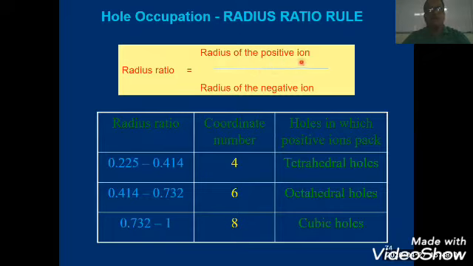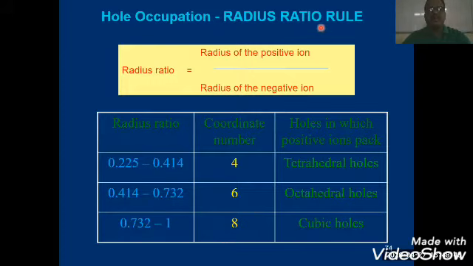Now, what type of ionic crystal will be formed? That means what will be the coordination number? So whether the sodium ion will occupy a trigonal void, then its coordination number will be 3, or whether the sodium ion will occupy a tetrahedral void, then its coordination number will be 4, or whether the sodium ion will occupy an octahedral void, then the coordination number will be 6, or whether it will occupy a cubic hole, then the coordination number will be 8. It will depend upon the relative size of the cation and the anion.